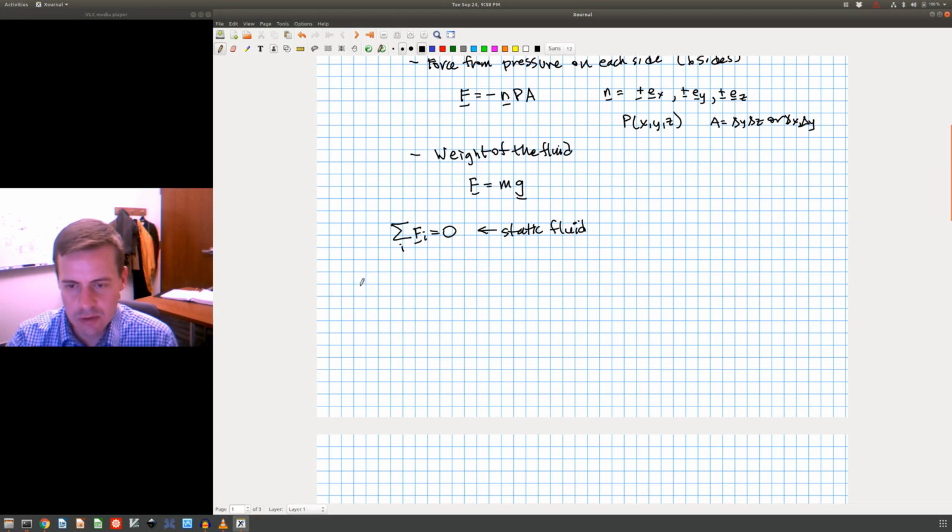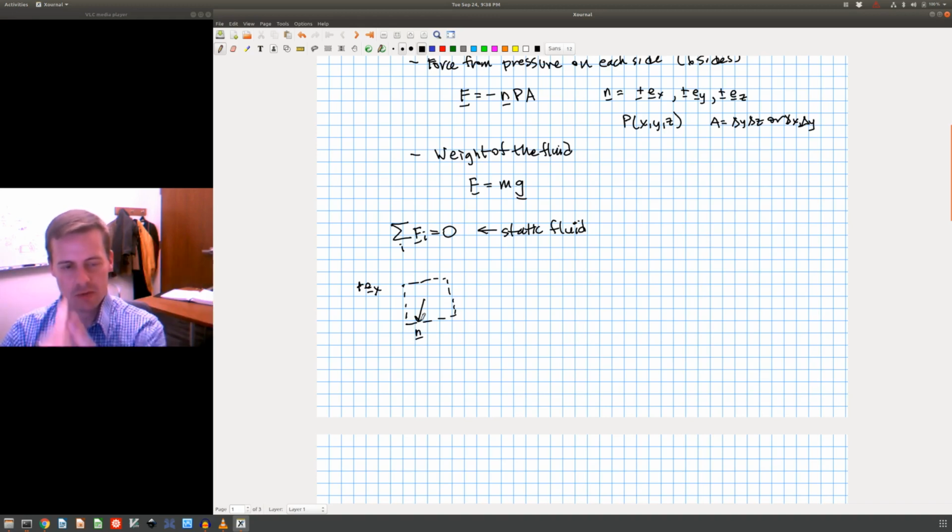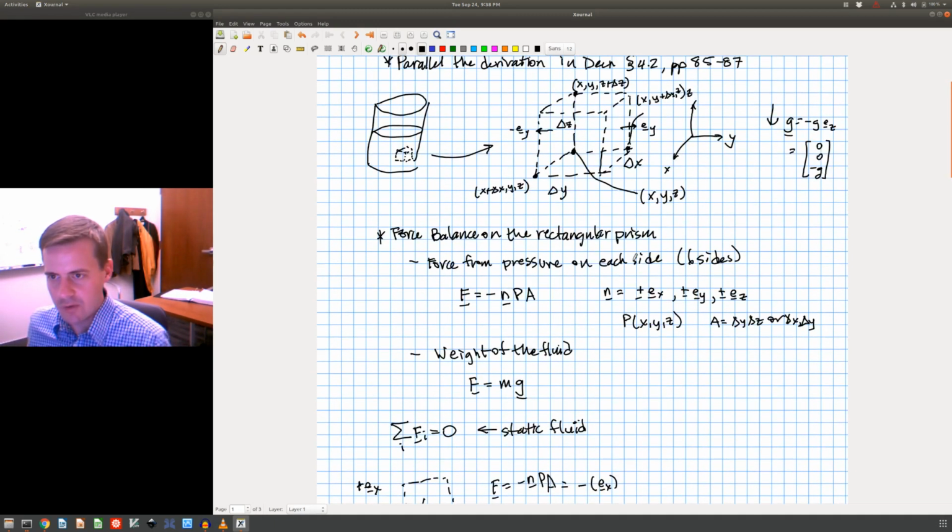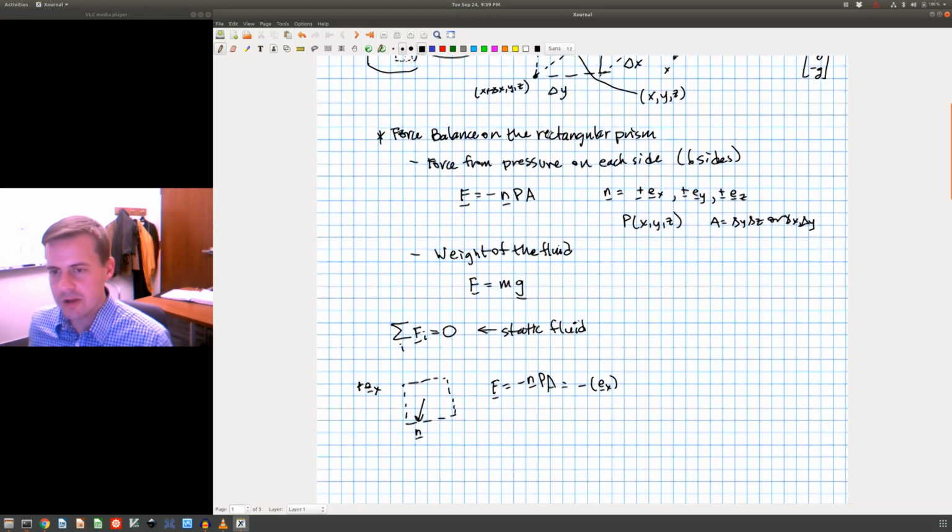So the first one I'm going to do is the positive e_x direction. So that's the one on the front. So the unit normal is facing towards us, right, towards me out of the page, okay? And so here I'm going to just write down F equals minus n p A, and that is a minus e_x. And then the pressure, and I have to be a little careful about the pressure. If I look up here, the pressure is out here on this face, which has a plus delta x in it.